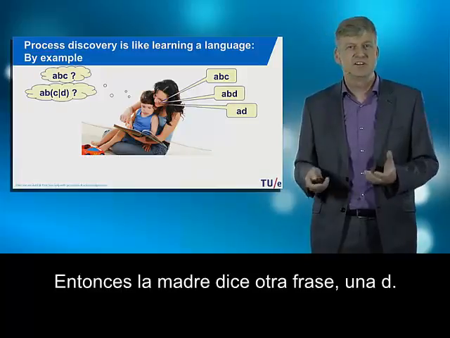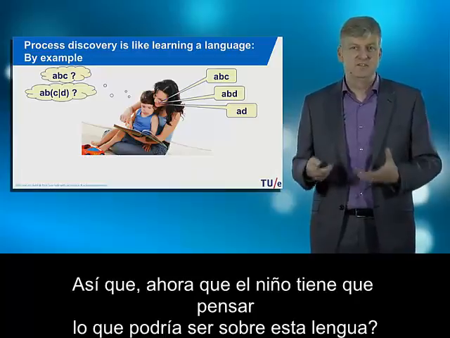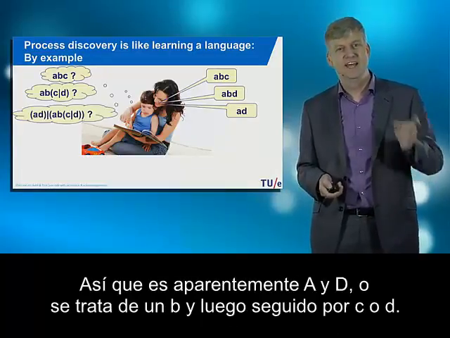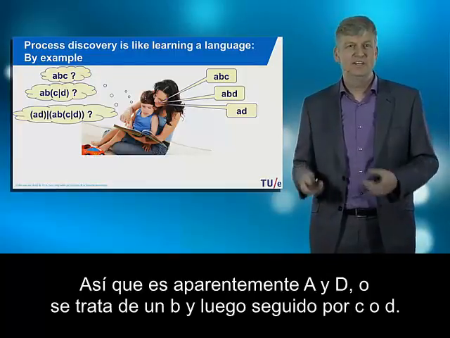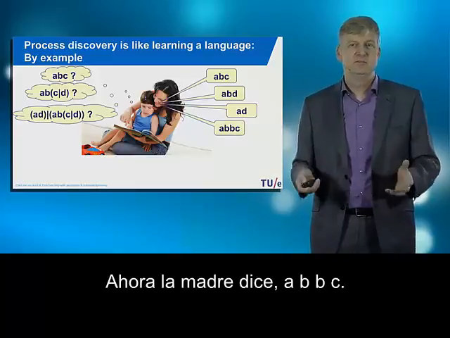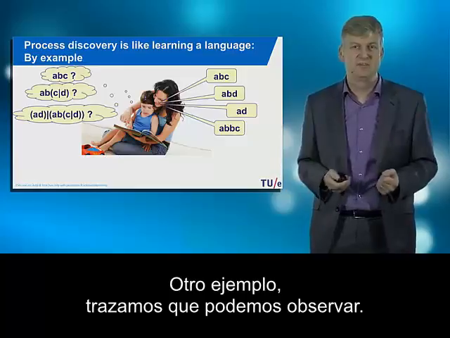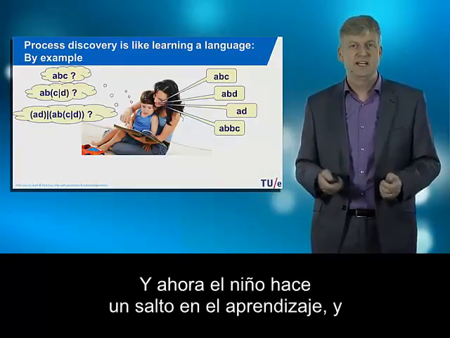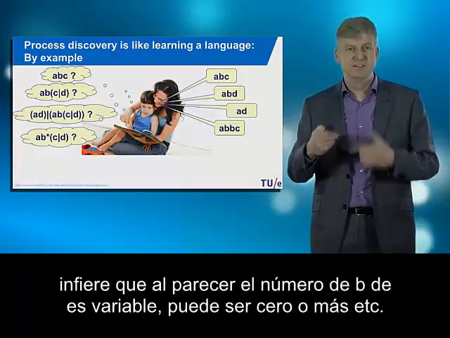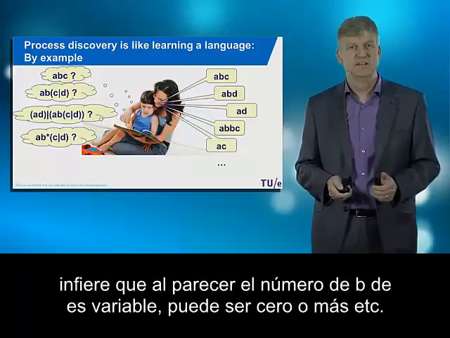Then the mother says another sentence, A, D. So now the child has to think, what could this language be about? So it's apparently A and D, or it is A, B, and then followed by C or D. Now the mother says A, B, B, C. Another example trace that we can observe. And now the child makes a jump in learning and infers that apparently the number of B's is variable. It can be 0 or more, etc.